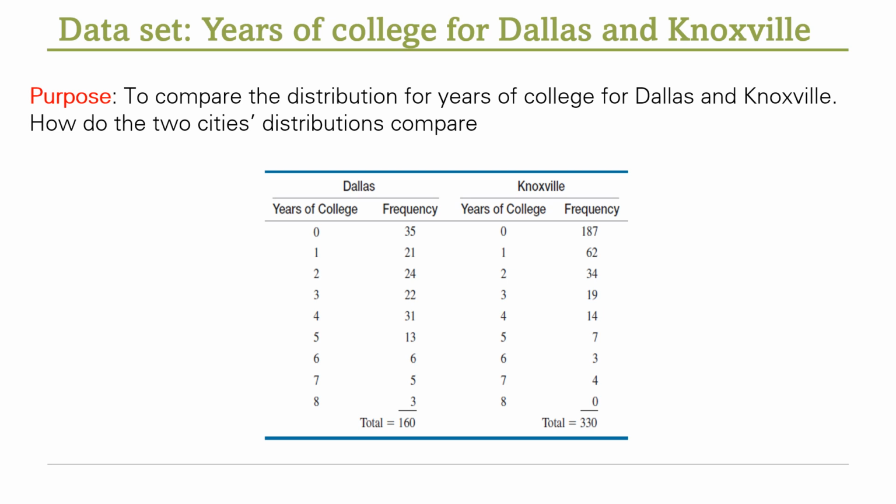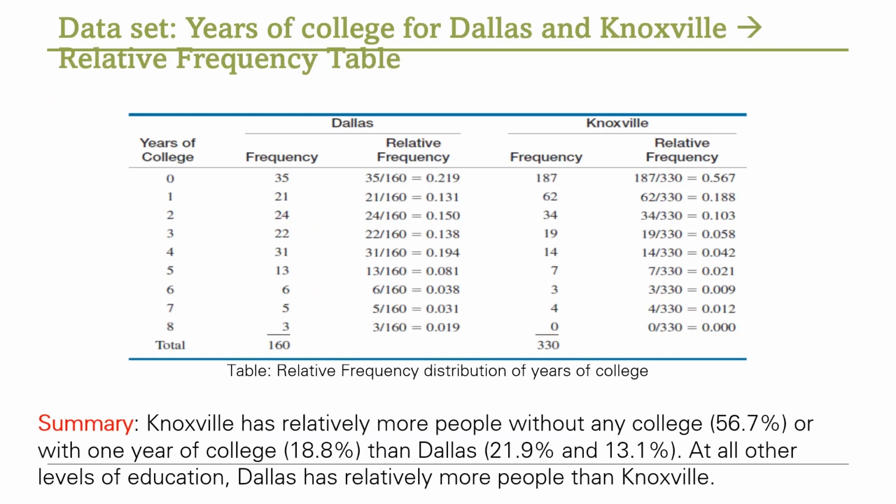Therefore, what you need to do is to calculate the relative frequency for each of years of college for these two cities. This is the usefulness of relative frequency, whereby it can be used to compare the frequencies of different values or categories across data sets that have different sizes or scales. This is the relative frequency generated for the Dallas and Knoxville problem.